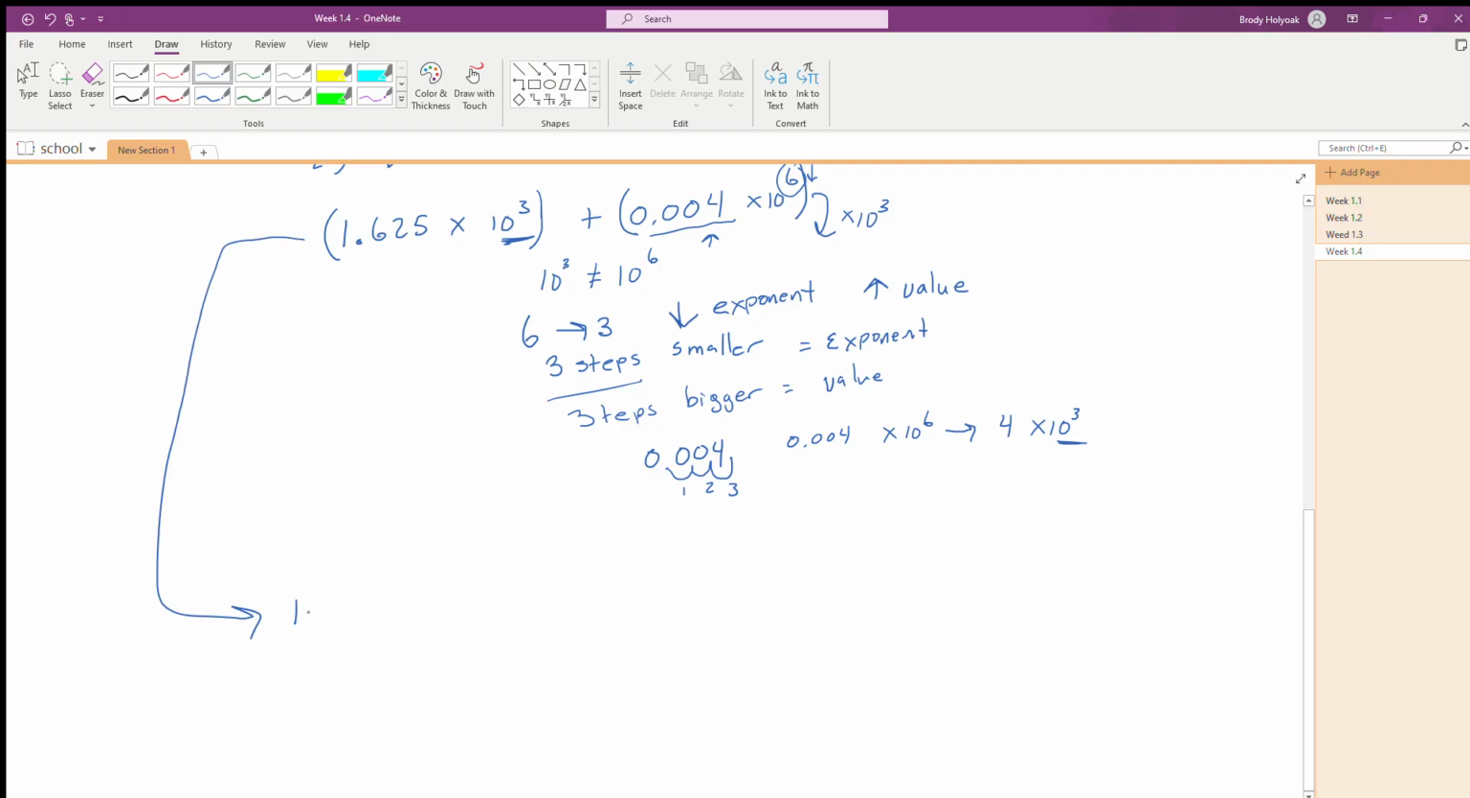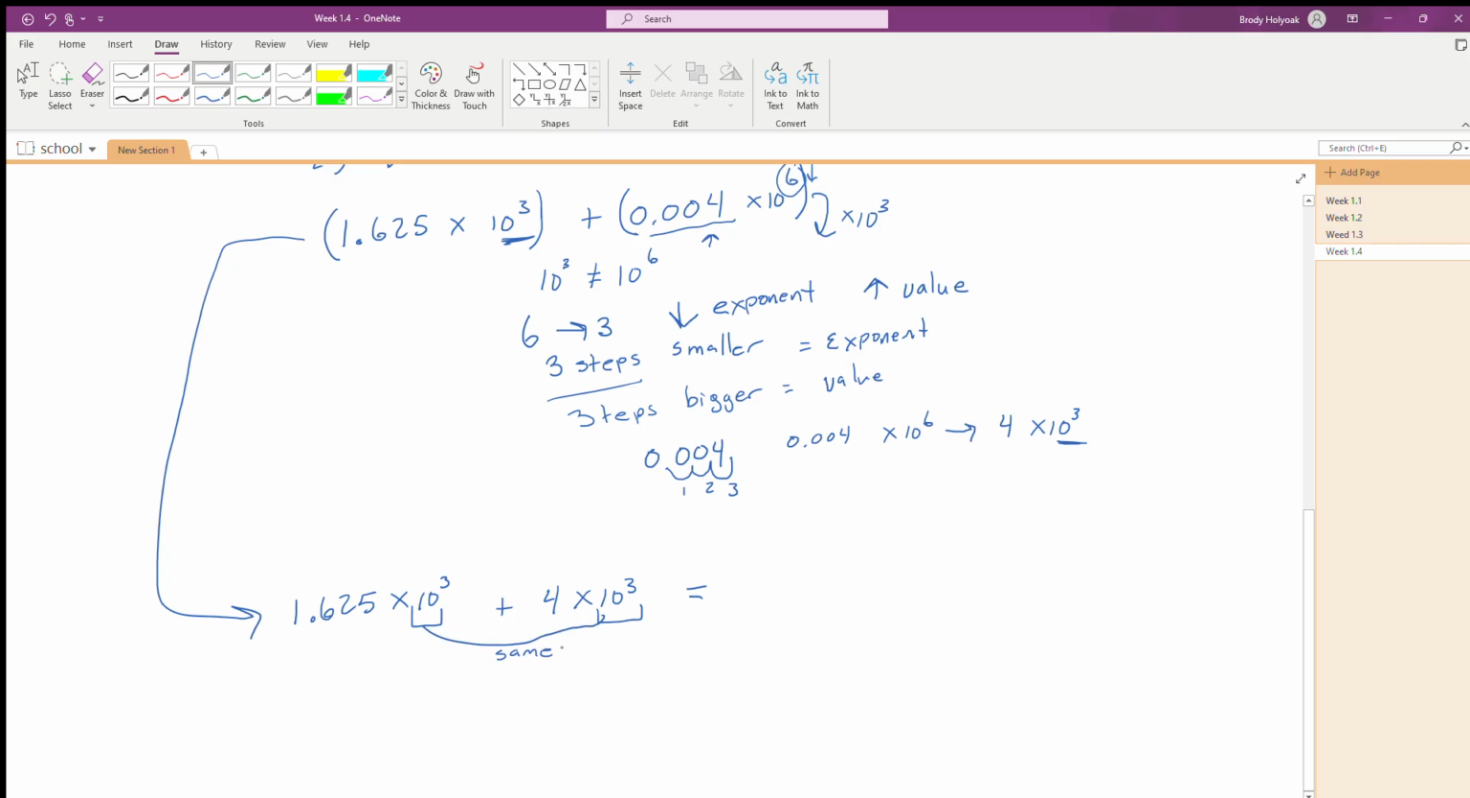I've got 1.625 times 10 to the 3rd, and I'm going to add my newly converted value, which is 4 times 10 to the 3rd, and then I perform the indicated operation. Now here's one of the little secrets and tricks that we can do. We have the same power. We are adding these values together, which means that is going to stay the same. So this is 10 to the 3rd, this is 10 to the 3rd.